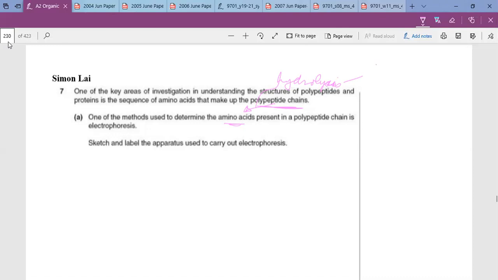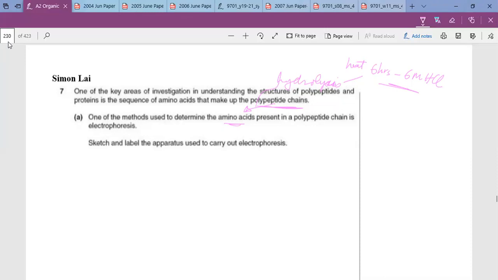Heat for 6 hours. That means reflux a long time, 6 hours, using 6 molar of HCl. This cannot go wrong. That means using aqueous acid. So you reflux, you heat, and you use acid. So it's acidic hydrolysis. So 666 you want to remember.